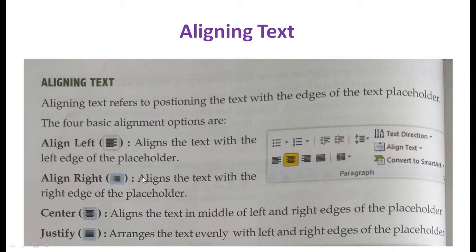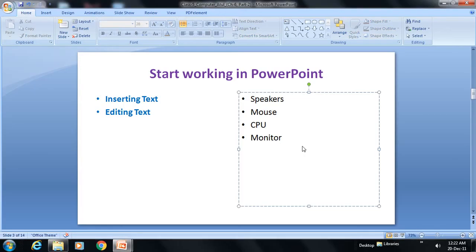Align right. With the help of align right, it aligns the text with the right edge of the placeholder. Center. It aligns the text in the middle of the left and right edges of the placeholder. Justify. It arranges the text evenly with the left and right edges of the placeholder. How does it happen? Let's see.